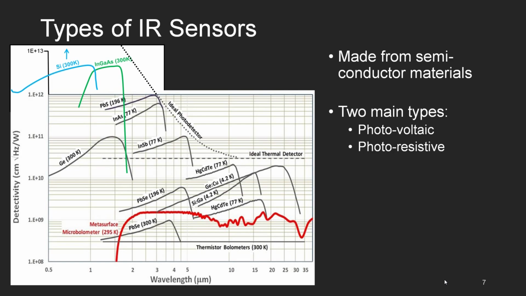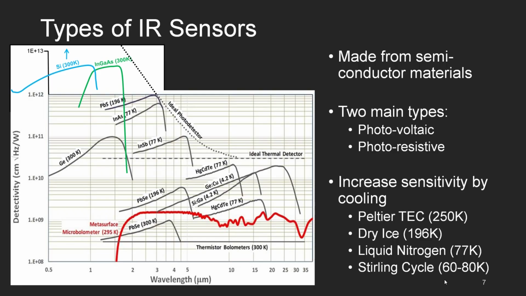The second sensor type is photoresistive, which have varying resistivity depending on the flux of photons striking them. The sensitivity of these different materials increases when you cool them to very low temperatures. Cooling can be achieved through a number of methods, such as a Peltier thermoelectric device, which can get you to around 250 Kelvin. Dry ice can get you to around 196 Kelvin, and liquid nitrogen to 77 Kelvin. That's minus 196 Celsius, if you were wondering.